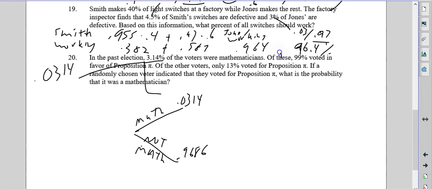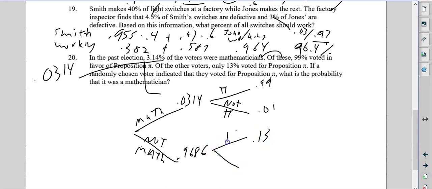Of these being the mathematicians, 99%, 0.99, voted in favor of proposition pi, which means 0.01, 1%, were not in favor of pi. They want to kick. Of the other voters down here, 13% voted for pi, and that means 0.87 were not in favor of pi.